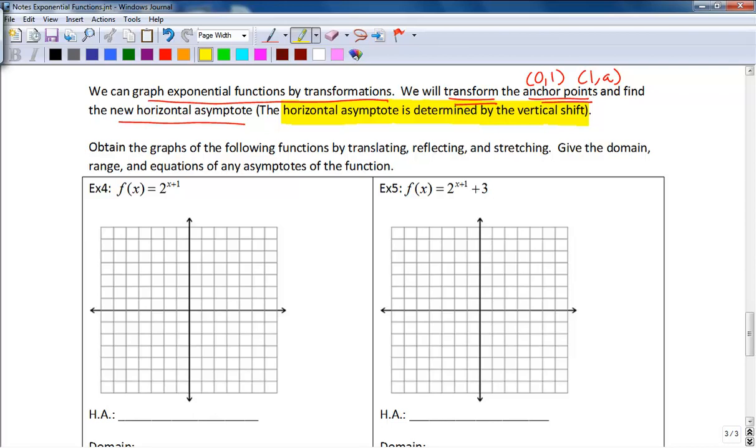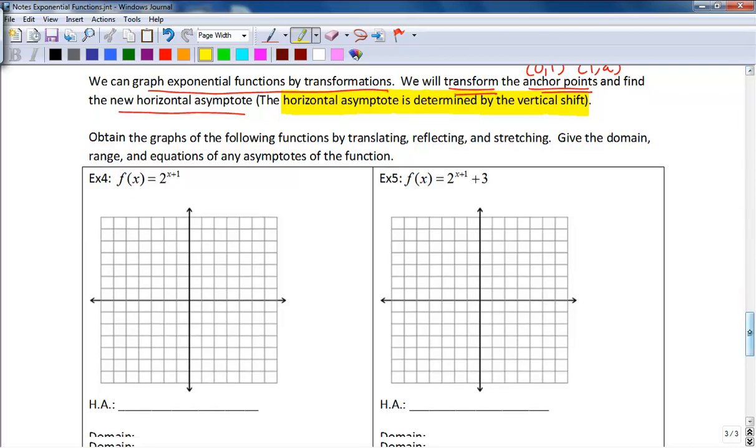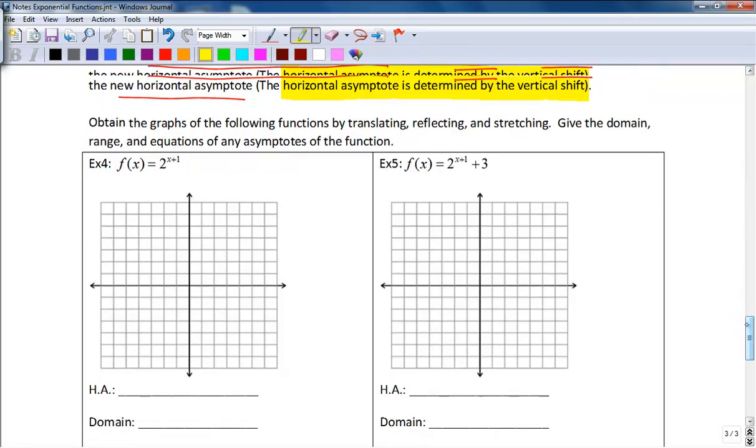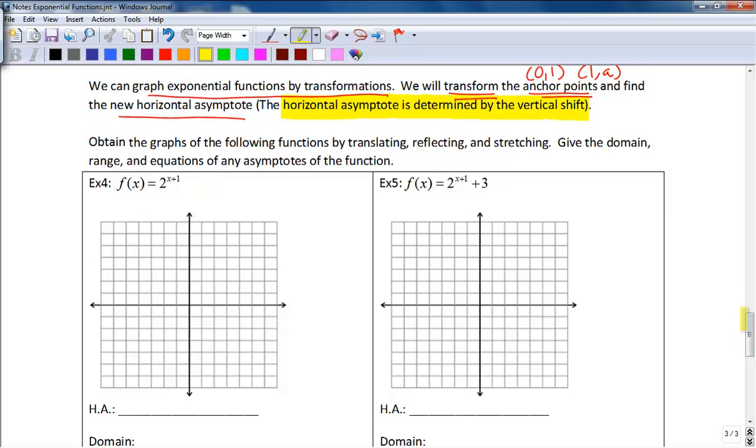All right, let's look at some examples of graphing exponential functions by transformations. It says, obtain the graphs of the following functions by translating, reflecting, and stretching, and give the domain, range, and equations of any asymptotes. So let's go ahead and look at the first one. My first function is f of x equals 2 to the x plus 1. The basic shape for this is f of x equals 2 to the x, right? It's the function 2 to the x with some kind of transformation.